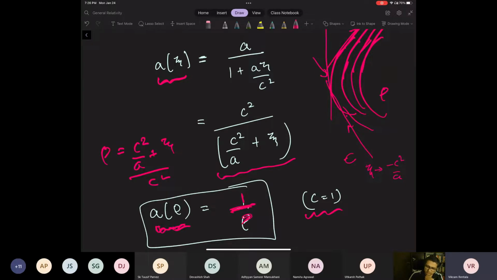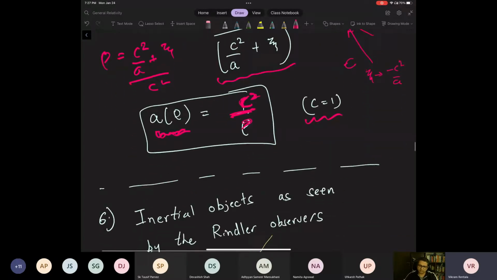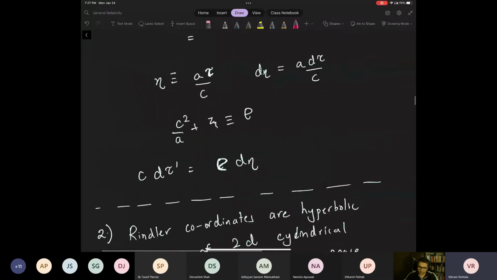If I want to be more specific, if I think of rho as a length scale, then the acceleration is c squared by rho. So this is the acceleration of the rhoth observer. This is something interesting to think about with these hyperbolas.